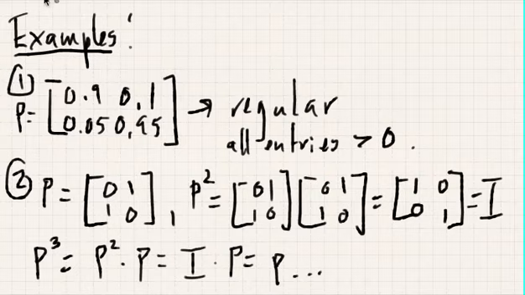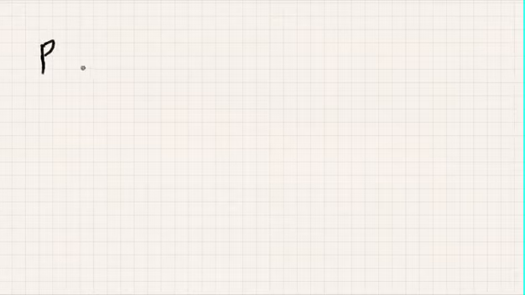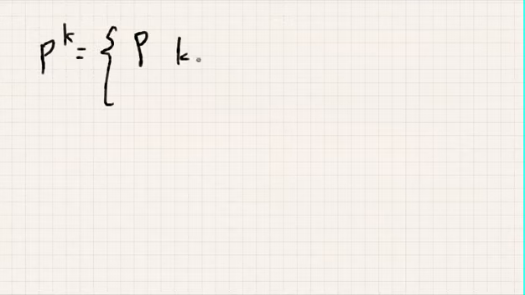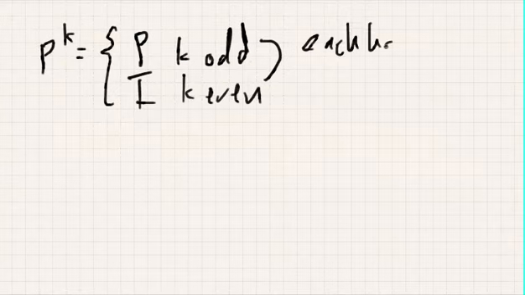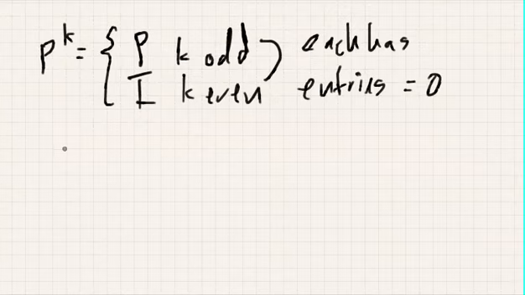So this actually shows that P to the K is equal to P when K is odd, and the identity matrix when K is even. And neither of these has entries that are all greater than 0. Each has entries that are equal to 0. So this is not regular. After a certain number of steps, I either stay still or I go to the other state, but there's no fixed number of steps after which I could be in either one.